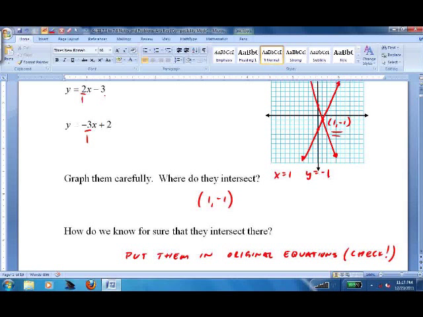So let's try the first equation for the check. Negative 1 equals, or does it, 2 times 1 minus 3. 1 equals 2 minus 3, negative 1. Get rid of my question mark, put a little check next to it. And let's try this one. Negative 1 equals negative 3 times 1 plus 2, question mark. Negative 1 equals negative 1, check. So it looks like it works.